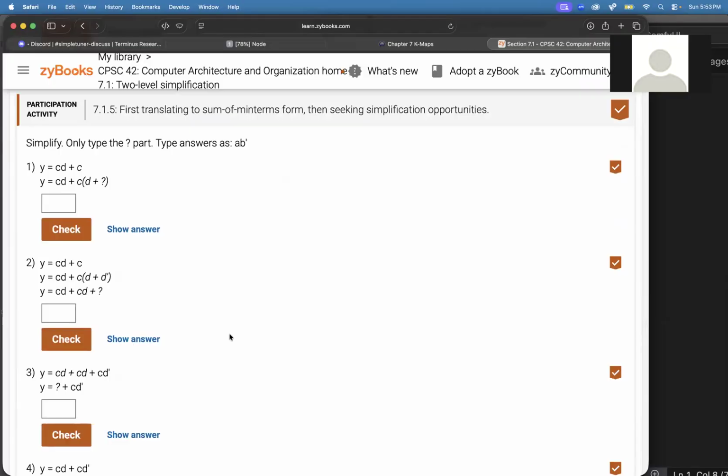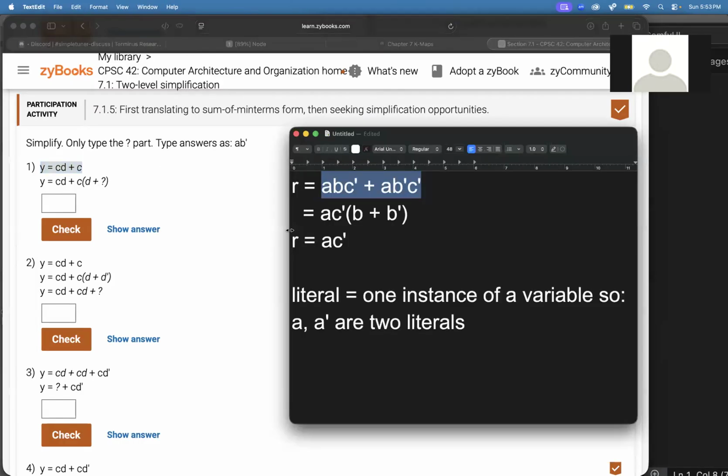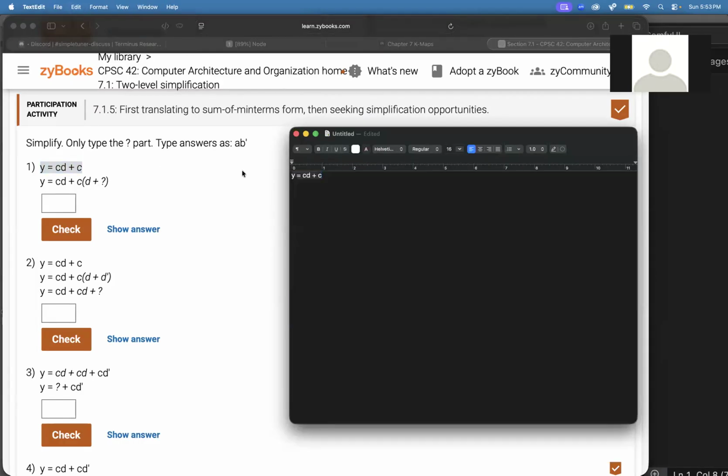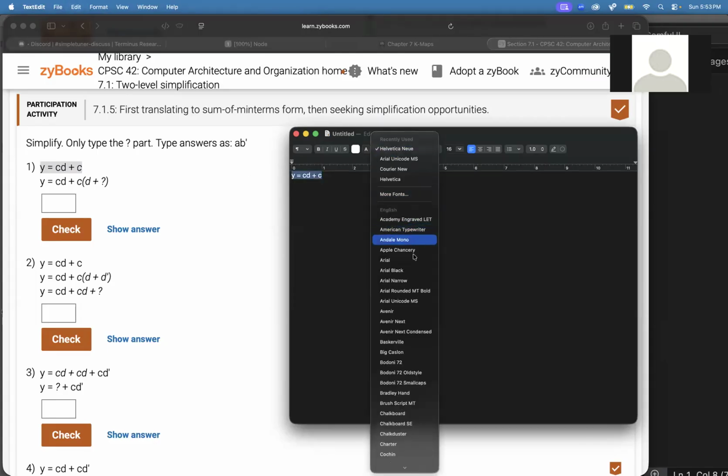All right. I'm going to skip. Oh, no, I'm not, because this is a thing you need to know how to do. So 7.1.5, you have to do this a little bit. So if you have this and they want you to simplify, why did it have to pick the font again?